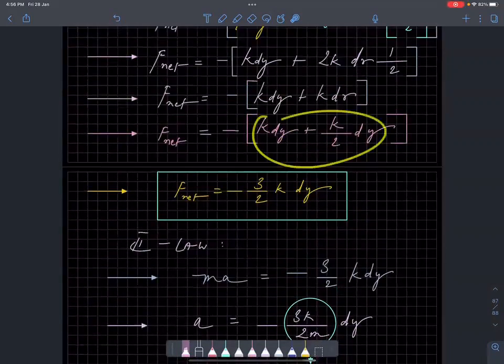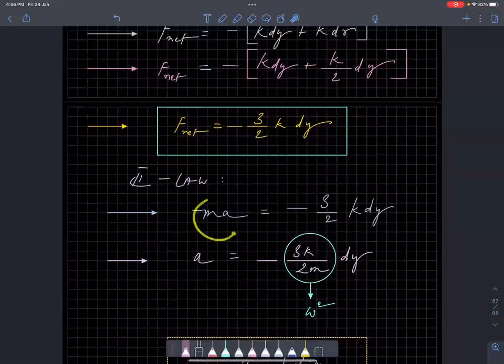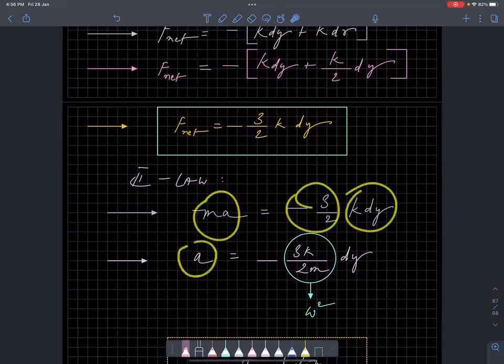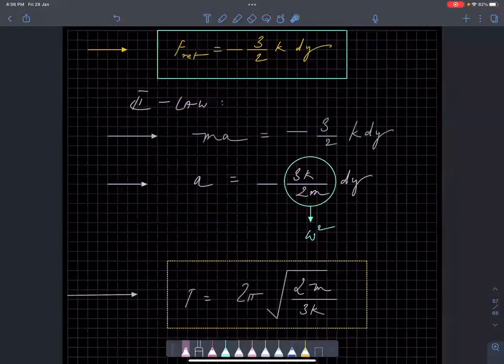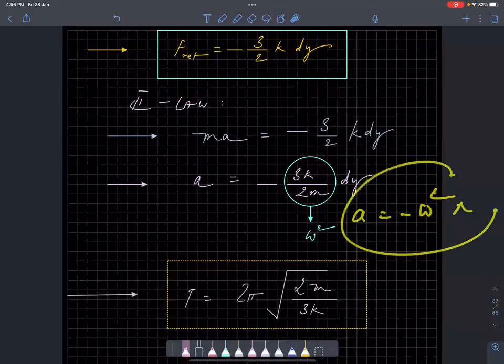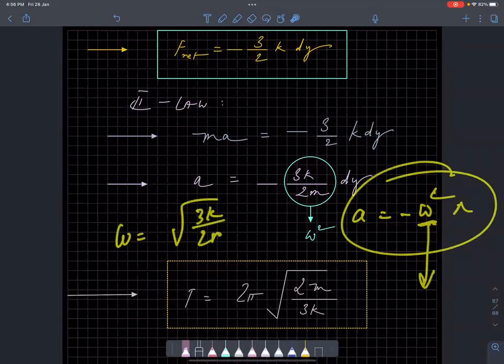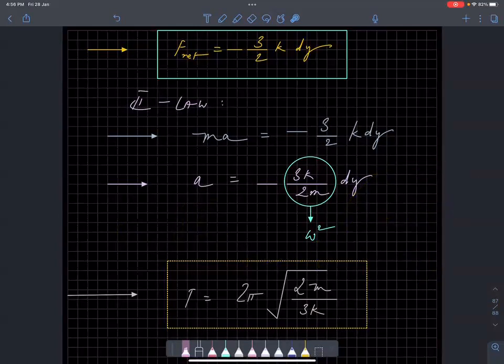If you add these two, you will get 3 by 2 k dy, because 1 plus half is 3 by 2. Writing the second law, ma is equal to minus 3 by 2 k dy. So a is equal to minus 3 by 2 k by m dy. This is the standard equation of SHM, a is equal to minus omega square x. So omega is under root 3k by 2m, and time period is 2 pi by omega, so it is 2 pi under root 2m by 3k. Clear? Yes.